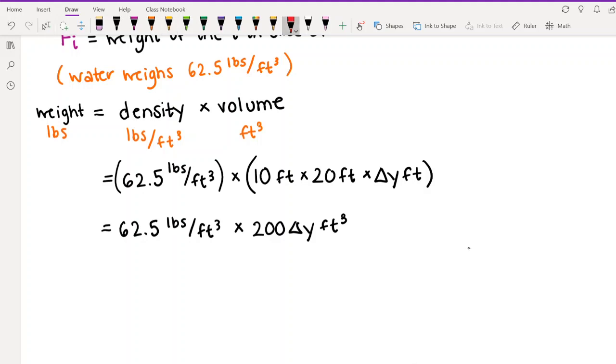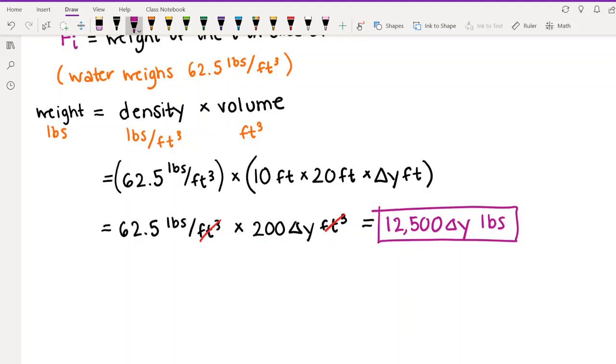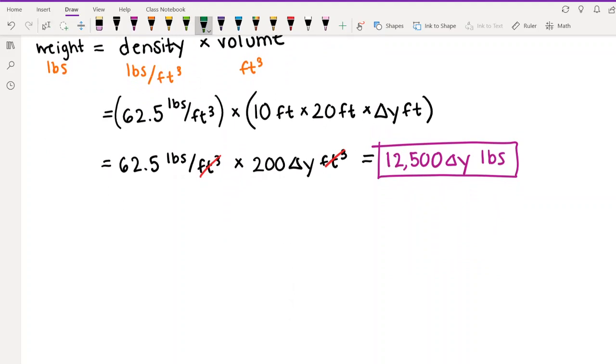And so these cubic feet are going to cancel out, and when we multiply those out, we get, sorry, I'm looking at my notes, 12,500 delta y pounds. Let me actually recolor code this. So this was 12,500 delta y pounds. So that is the weight of our slice of water, and the weight is the same as the force. So now we just need to find the distance traveled by that slice of water.